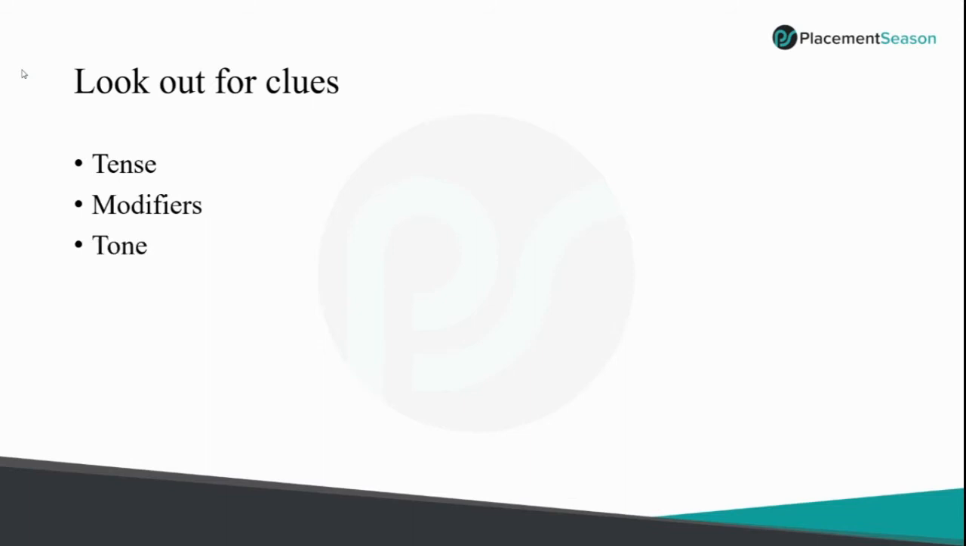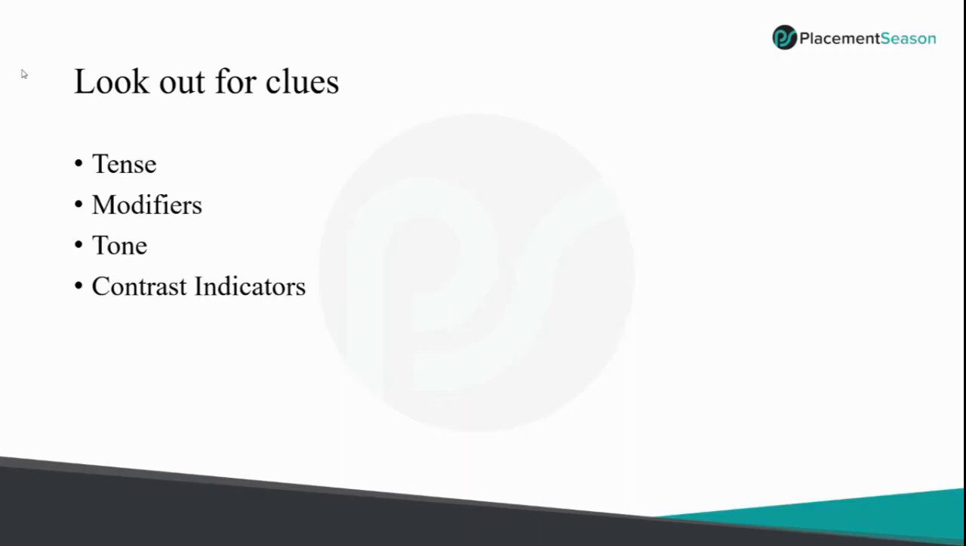Tone of the sentence. If the sentence is a question, based on that you can eliminate a lot of options. Sometimes the sentence is reported speech. Sometimes the sentence is in passive voice. So based on all these, based on the tone of the sentence, you can eliminate the unwanted options and cut down to the most suitable options, and from that we can move on to the final answer.